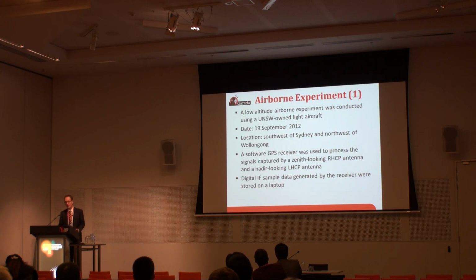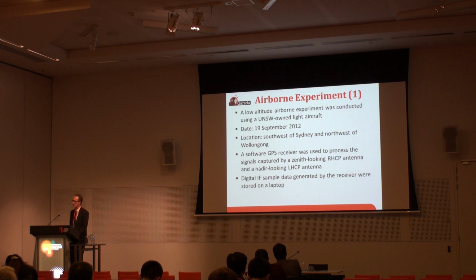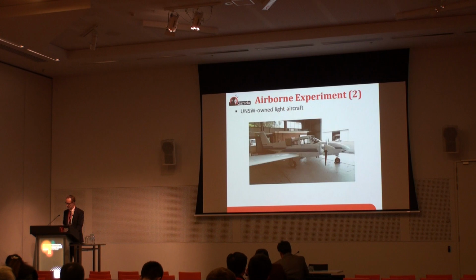Okay, so what has happened over the course of our project, we've actually run 4 experiments. So we've run a couple over the sea, we've done a couple over the land, looking at reflectometry. So we've flown the UNSW aircraft. This particular experiment we're talking about now was run last year. And we flew over southwest Sydney and around the forests there. And there's the 2 antennas, that's it. That's very definitely a plane.